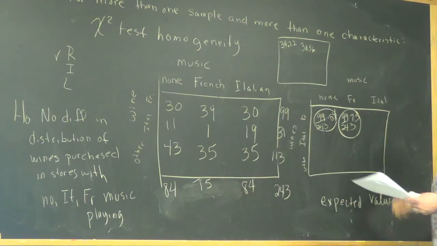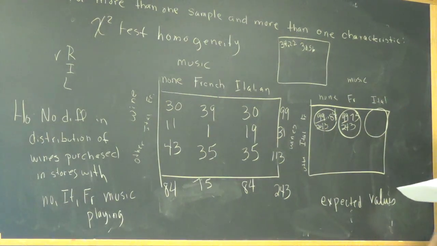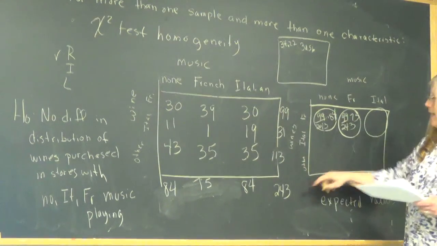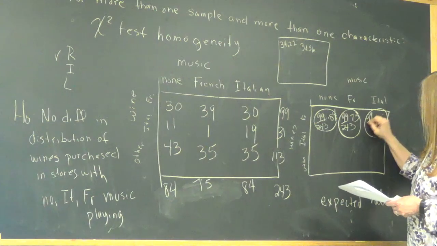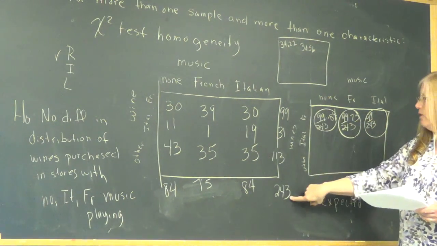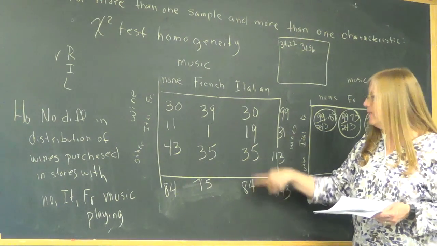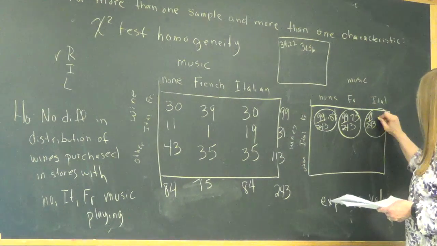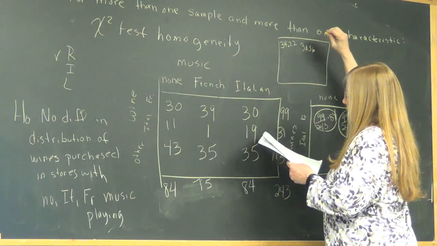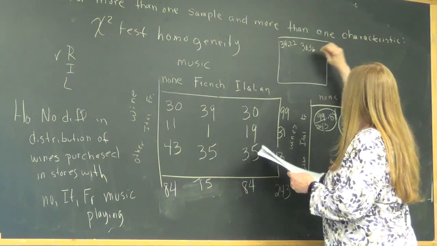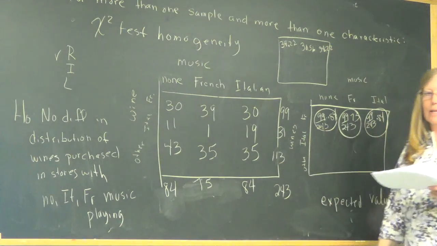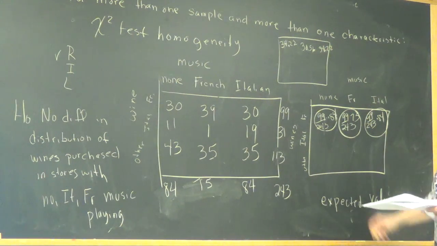All right, the next one. We're still in French wine, music doesn't matter, so 99 out of 243 should hold true no matter what music's playing. So 99 out of 243 times 84 is 34.22 again. Yeah, it's the same math as the first one. All right, in like manner, can you finish the chart?